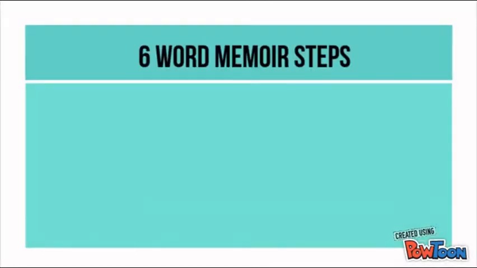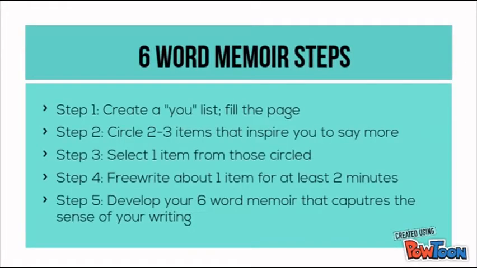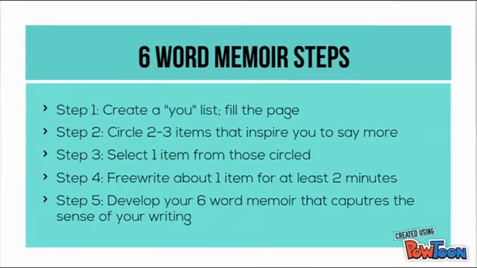Now it's your turn. So, let's review the steps before you get started. Step number 1, create a you list and fill that page. Step 2, circle 2 to 3 items that inspire you to say more. Step 3, select one from your list of the items that you circled. Step 4, free write about that item that you circled for at least 2 minutes. Step 5, develop your 6-word memoir that captures a sense of your writing.